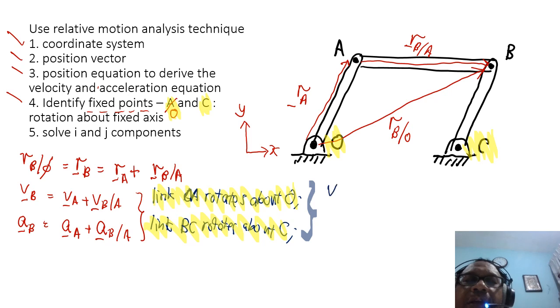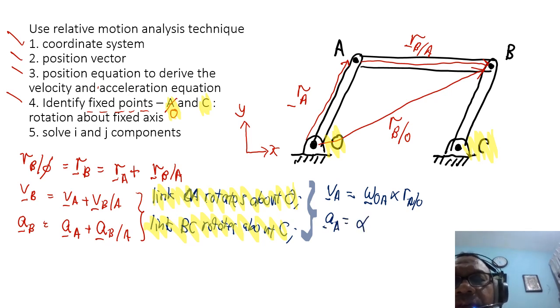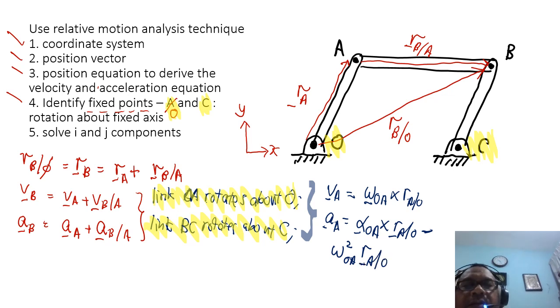We know that VA equals, because it's rotating about O, omega OA cross position vector A relative to O. And we can use the acceleration of A because it's rotation about a fixed axis: alpha OA cross position vector A relative to O, this is the tangential component, minus omega square OA position vector A relative to O, and this one is the normal component.